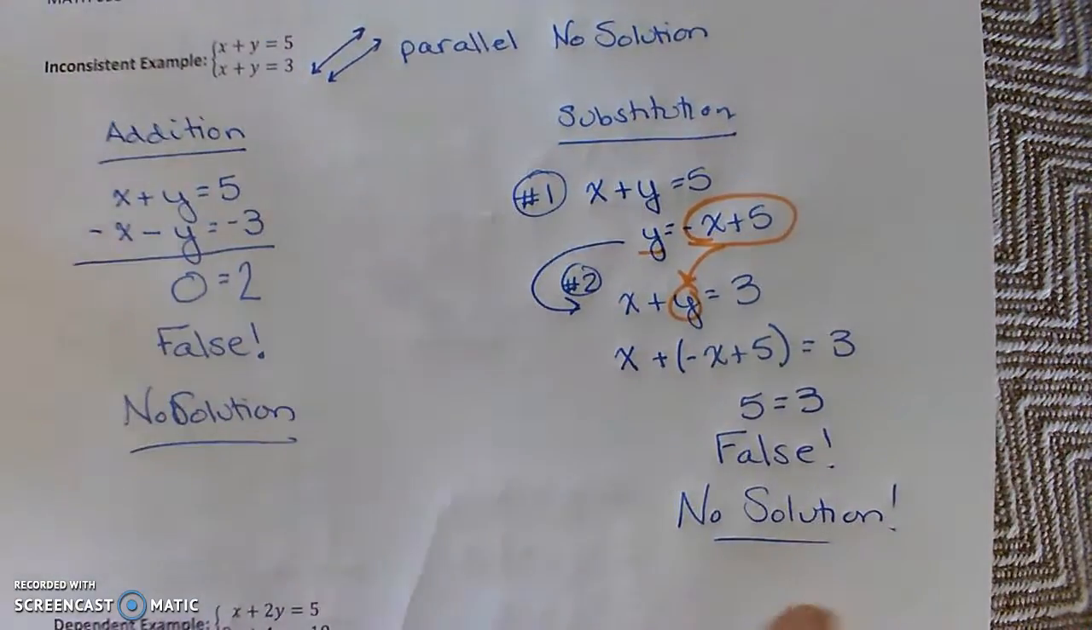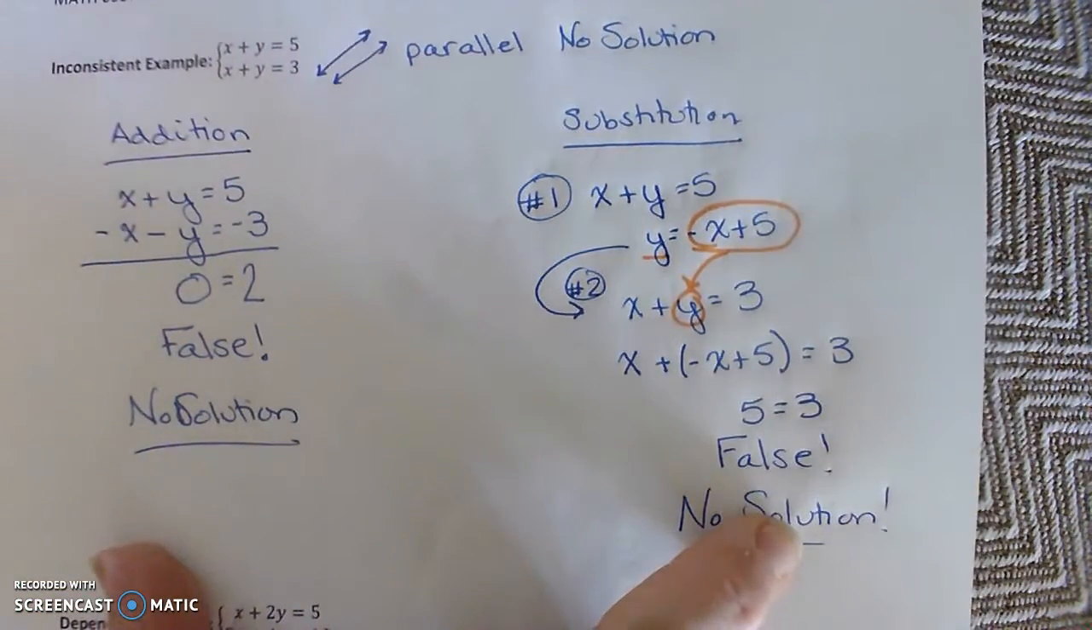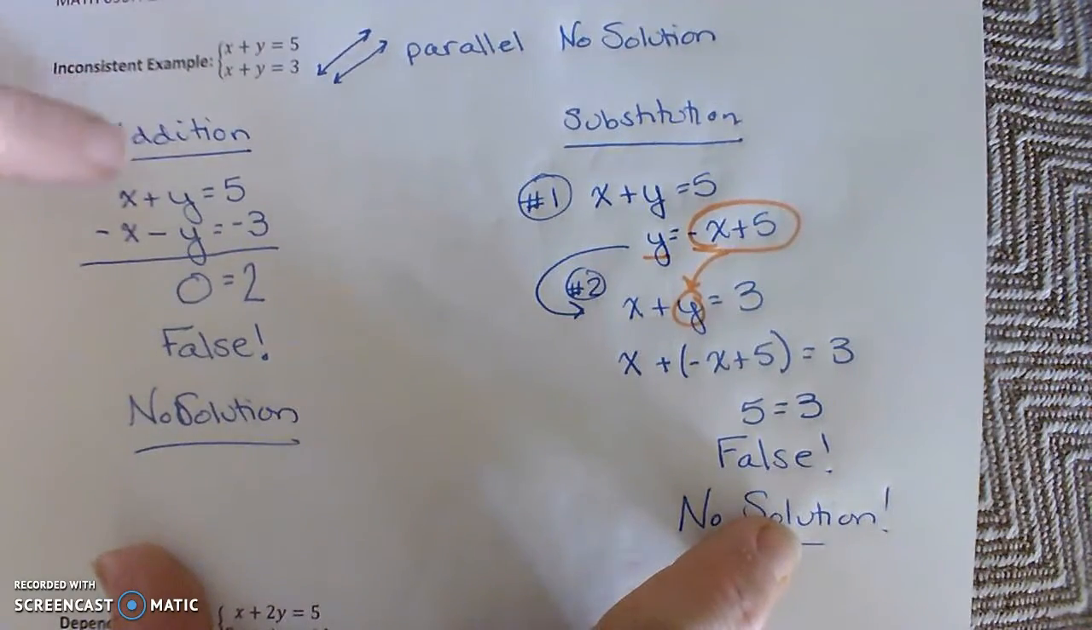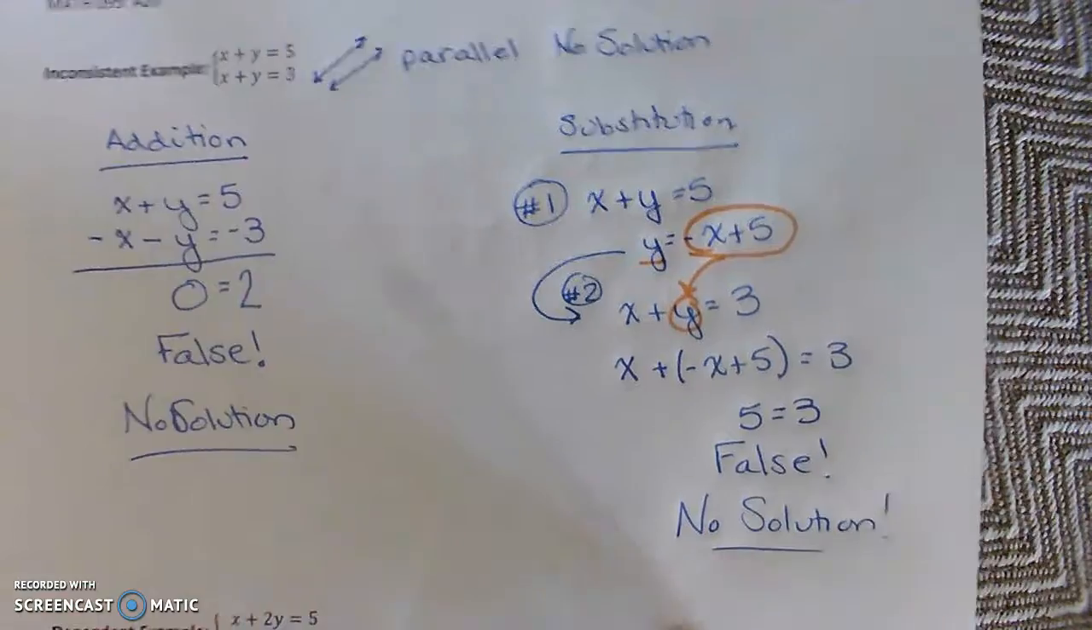So again, when we have an inconsistent system, we could see either by graphing it, that you've got two parallel lines, so there's no solution, or by the methods of addition or substitution, we get a false statement out, so there's no solution.